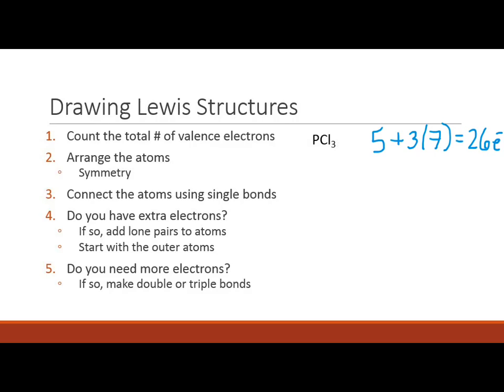And again, remember that we are only counting valence electrons. If you look at phosphorus, it actually has 15 electrons, but only 5 of those are in the outermost energy level, and those are the ones that we care about.